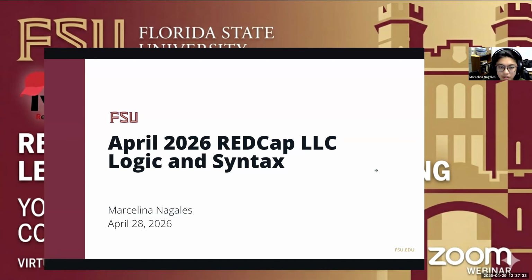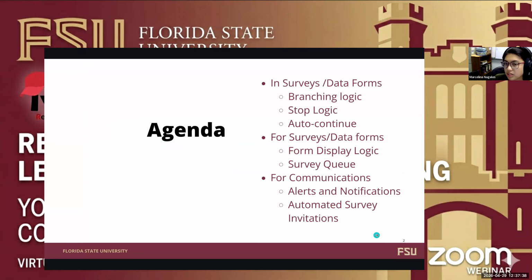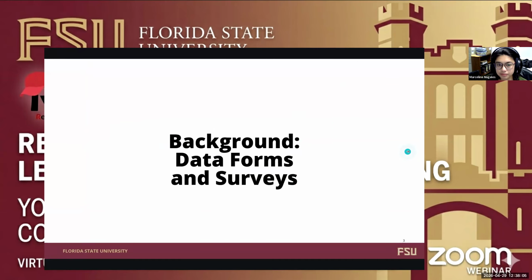Okay, so I'll get started on logic and syntax. The things that I wanted to talk about today: there are two different components, within surveys and data forms, as well as forms and survey forms. This is more about the organization of them, in terms of what you're going to be able to view. And then lastly, I have form communications where you'll see branching logic and syntax, and then I have a bonus section at the end that talks about advanced branching logic and syntax.